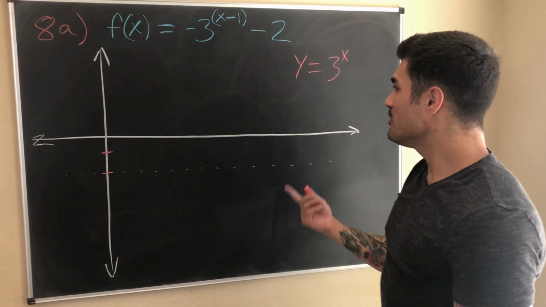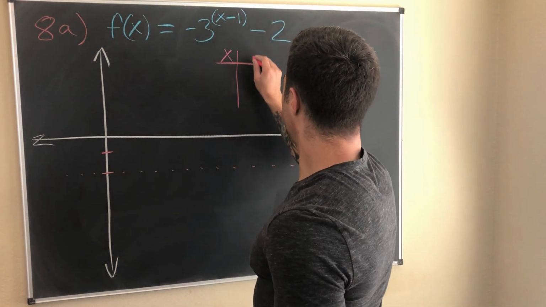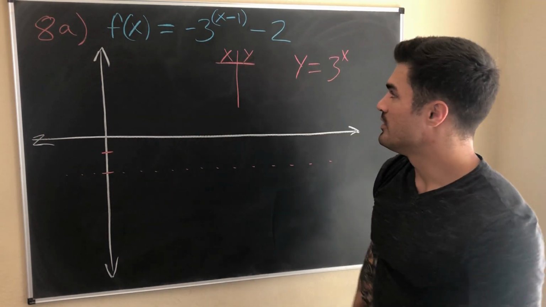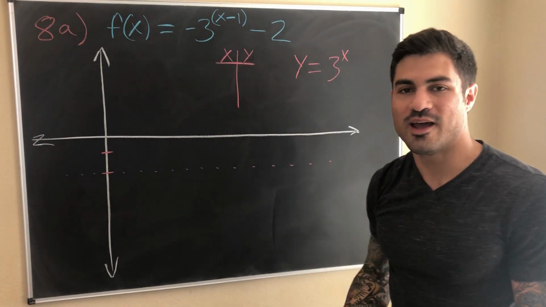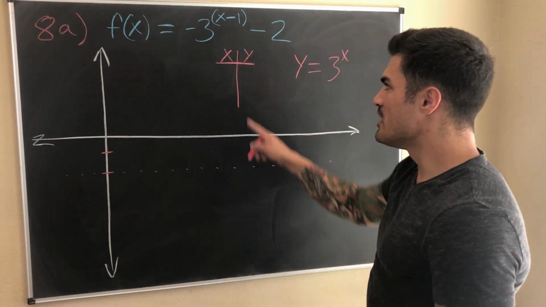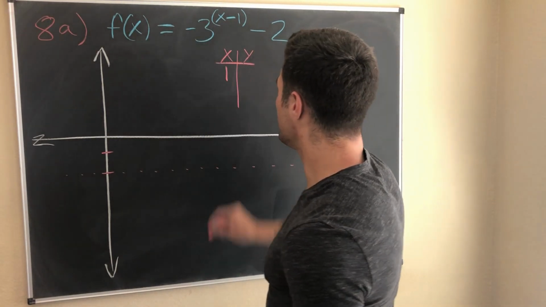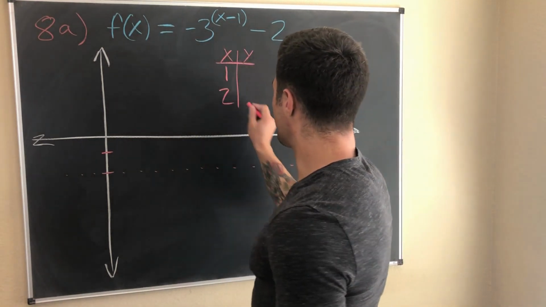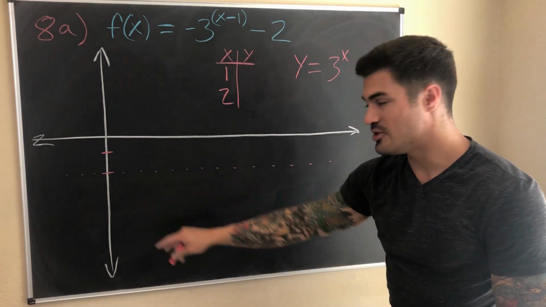But what I like to do from here is make a little table and plot a couple of points. I want to strategically pick these x values so that they're really easy to evaluate. I don't want to have to use a calculator. So I usually pick the x value that makes this exponent 0, which in this case is 1, and the x value that makes this exponent 1, which in this case is 2. If I can get these two values, they're really easy to evaluate and they'll help me draw this graph a lot.